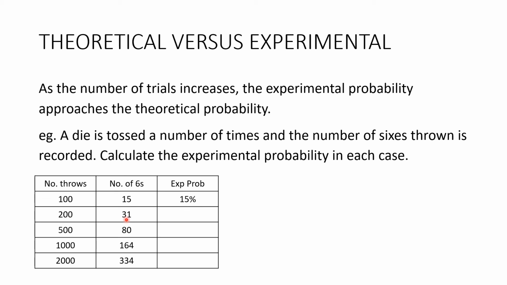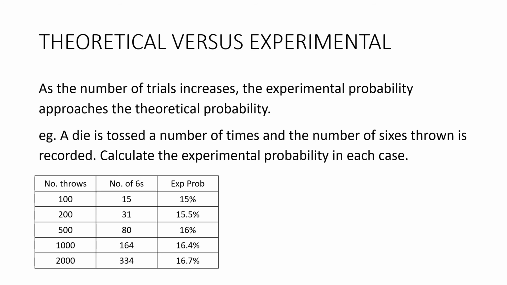Out of 200 throws, there were 31 sixes, which is 15.5%. When there were 500 throws, there were 80 sixes. That gave us 16%. Out of 1,000 throws, there were 164 sixes. Experimental probability, 16.4%. And then finally, out of 2,000 throws, there were 334 sixes, which is 16.7%. Have a look at these numbers. What's going on? They're slowly creeping up, aren't they? From 15% up to 16, up to 16.7.